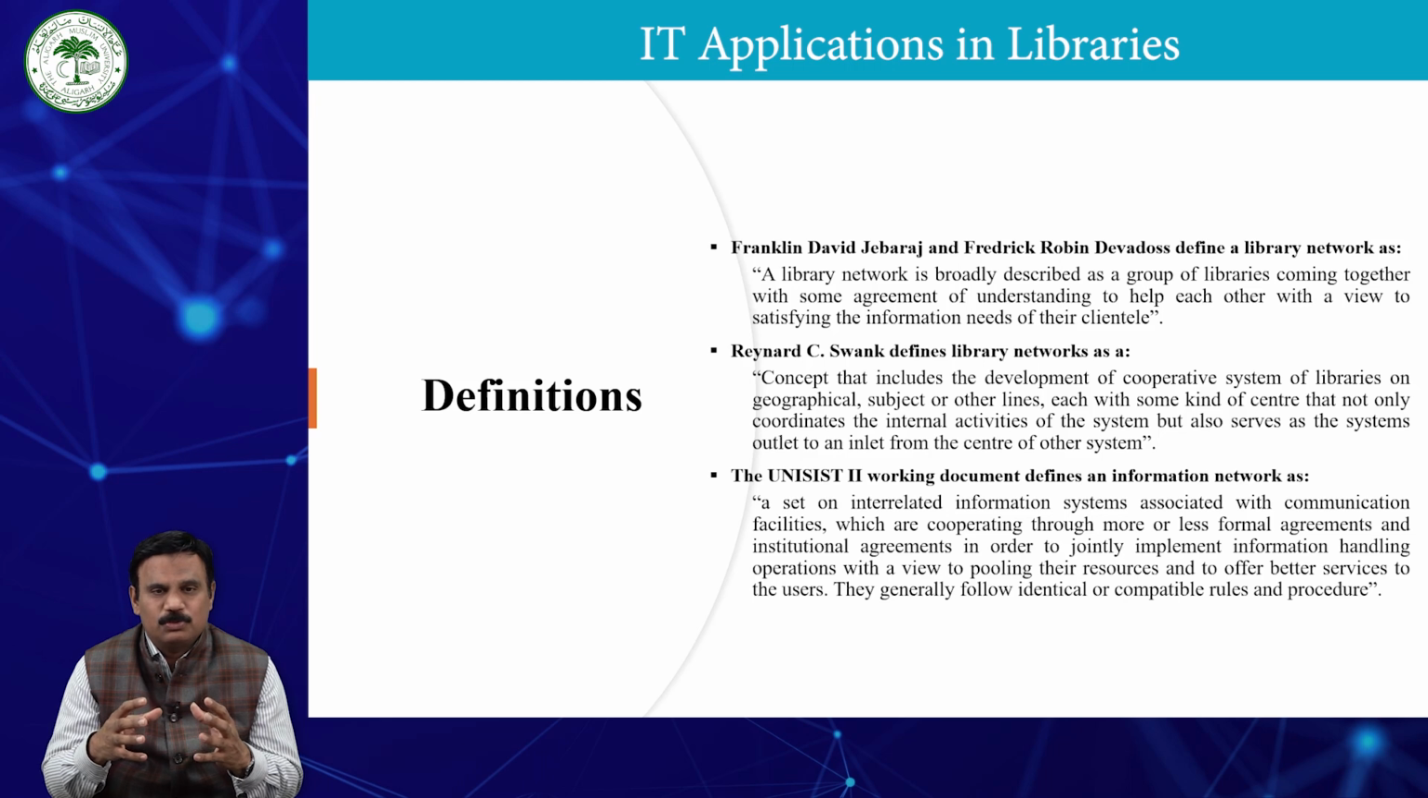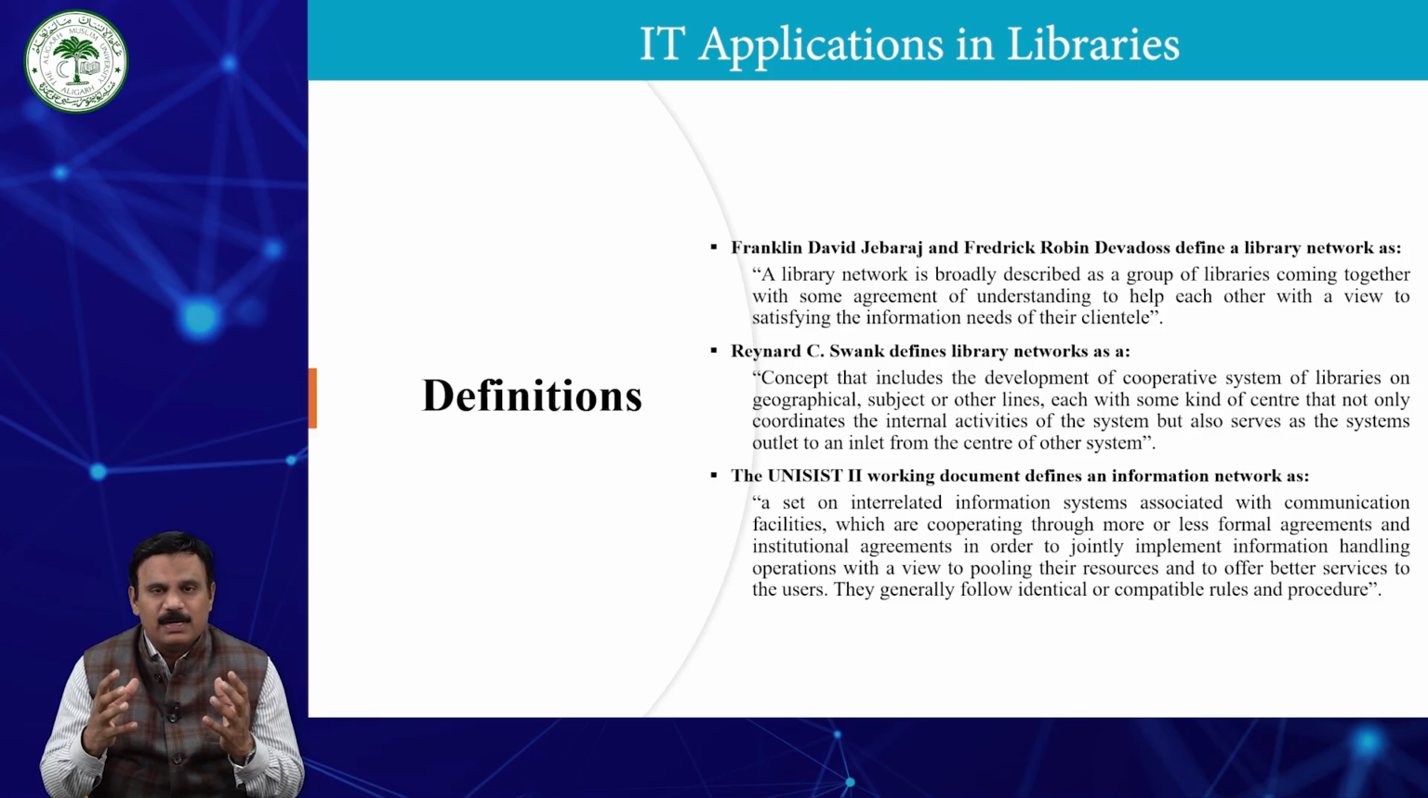The UNISIST second working document defines the information network as a set of interrelated information systems associated with communication facilities which are cooperating through more or less formal and institutional agreements in order to jointly implement information handling operations with a view to pooling their resources to offer better services to the users. They generally follow identical or compatible rules and procedures.